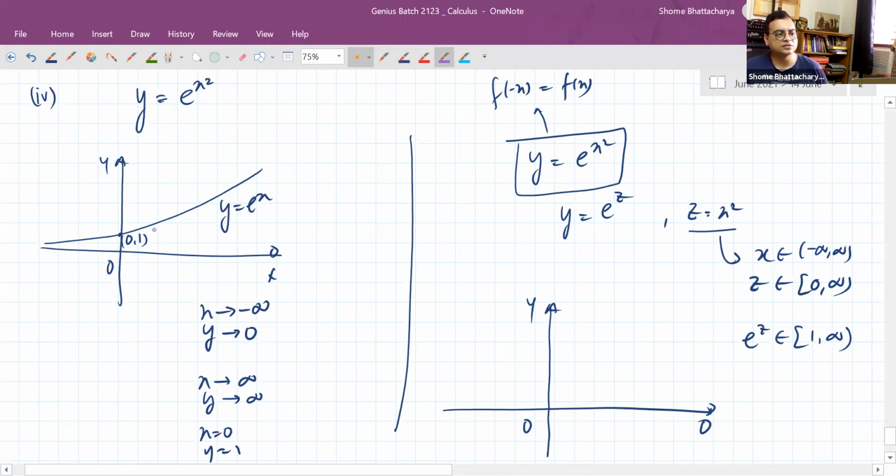So you can see that this part of the domain is very similar to the graph. Only it will rise a little more rapidly because it's e raised power x square after all. Okay. But now this side will be like a mirror image about the y-axis because any value at -x is the same as the value at x. So obviously the graph of the function will be this kind of shape.